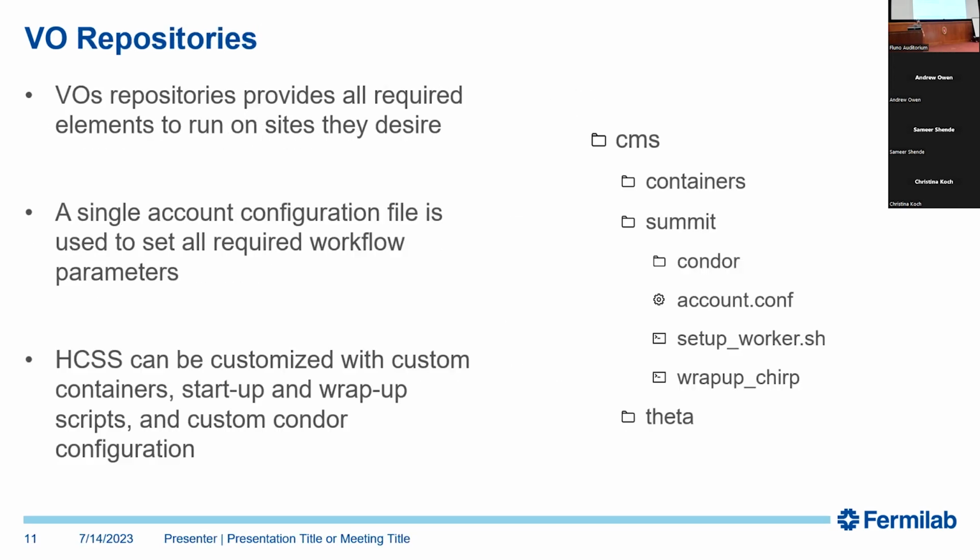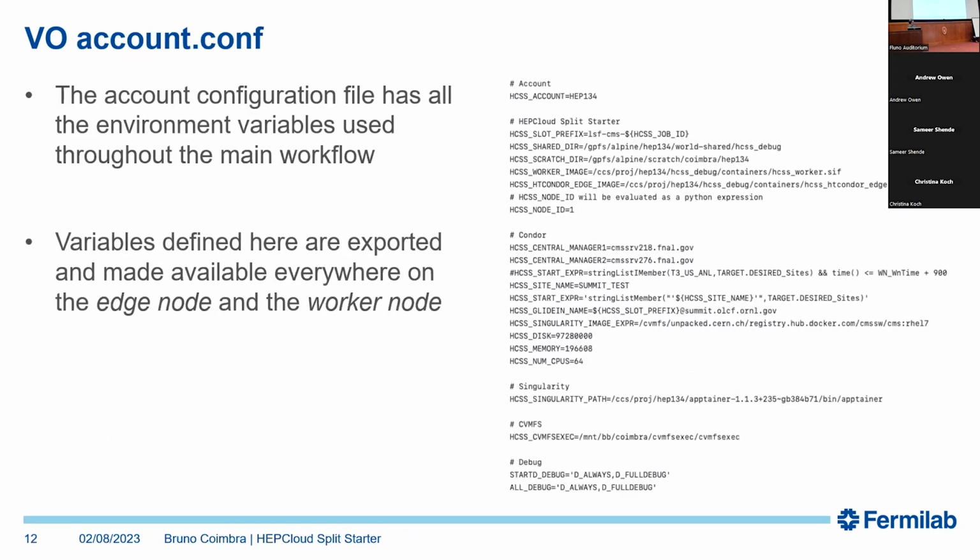In addition to it, this repository here should also have this account.conf file, which is this file here. So this file is the only configuration file that the experiment would have to handle for submitting jobs to a specific site. So these variables here are defined and exported everywhere. By everywhere, I mean they will be present on the worker node and on the edge node. And you can actually see that all of them start with HPSS. You can see how committed it was to this name.